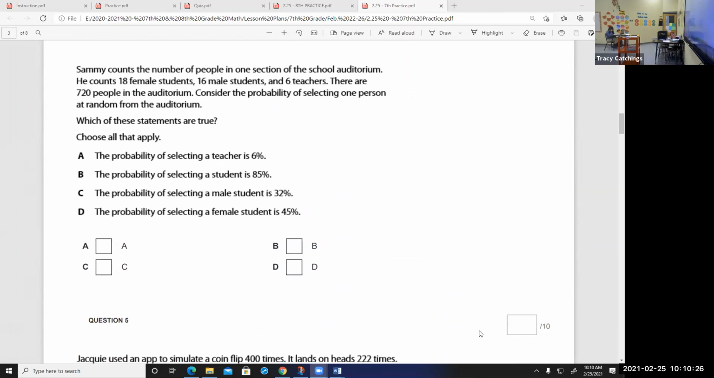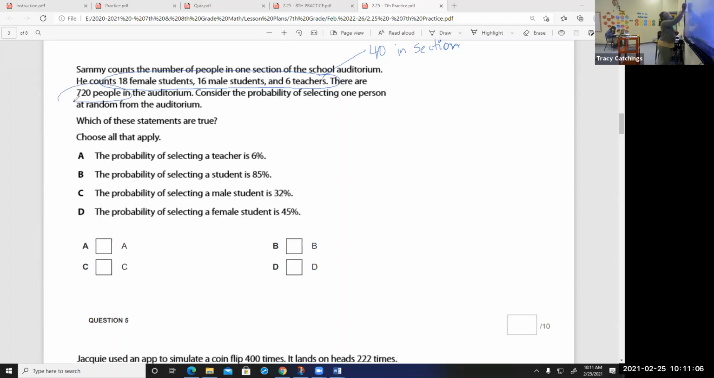All right, somebody read number 4 to us. The numbers of people in one section of the school are 18 female students, 16 male students, and 6 teachers. There are 720 people in the auditorium. Consider the possibility of selecting one person at random from the auditorium. They told us how many are in this section: 18 females, 16 males, 6 teachers. How many total people are in this section? 40.